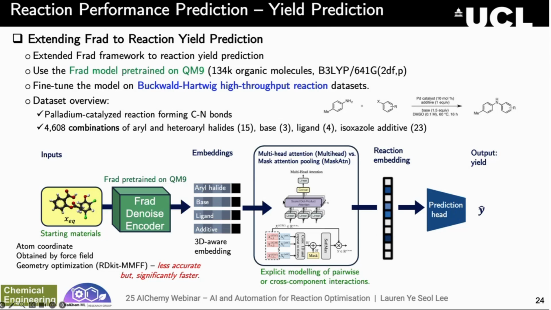So for example, multi-head attention can learn how a particular halide interacts with the ligands, or how an additive influences the ligand sphere implicitly. And different attention heads capture different types of interactions, like electronic effects, steric congestion, or compatibility patterns, and so on. And after that, using the reaction embedding, we make predictions for percentage yield.